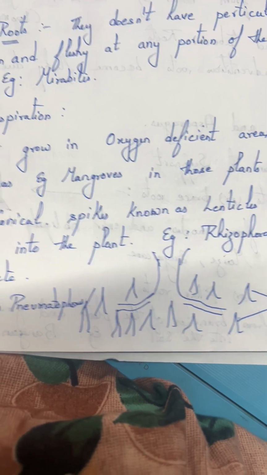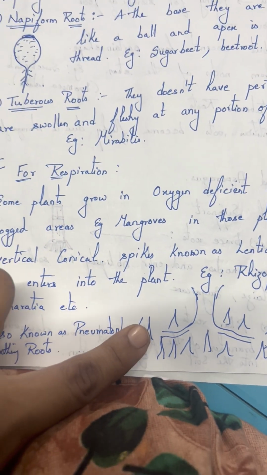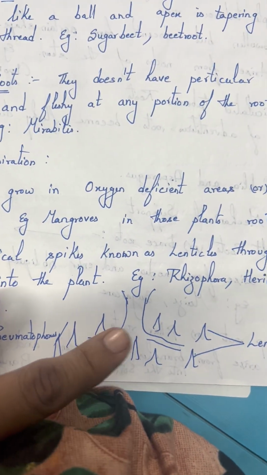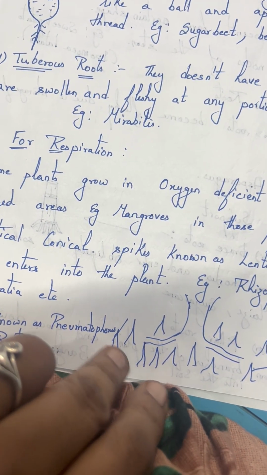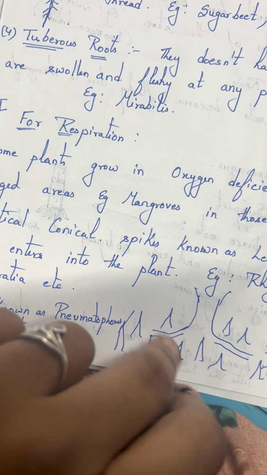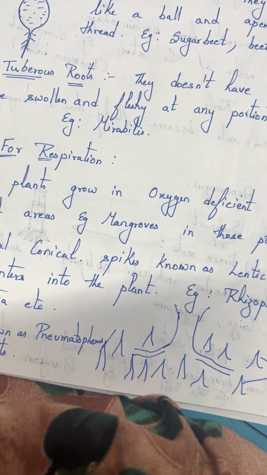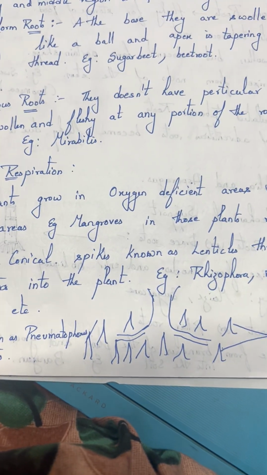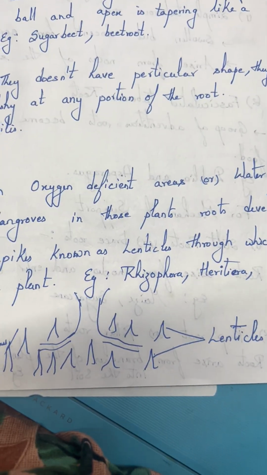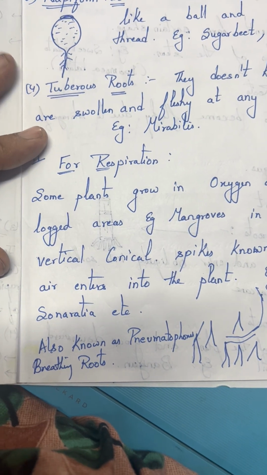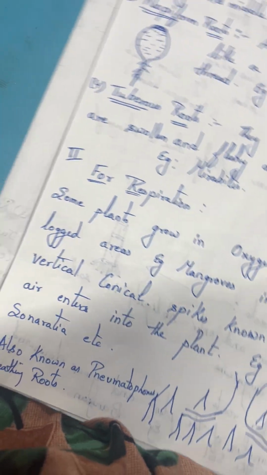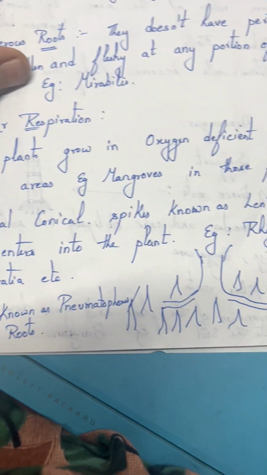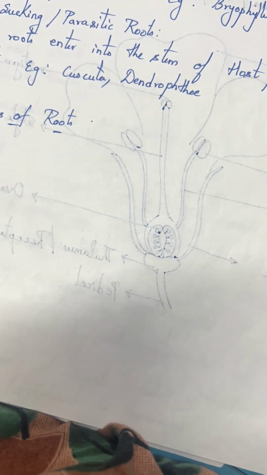So in that case, they produce vertical conical spikes known as lenticels, through which air enters into the plant. These have some pores through which the air enters, and from there the tree receives carbon dioxide, etc. Examples: Rhizophora, Heritiera, Sonneratia, etc. These are also known as pneumatophores or breathing roots.